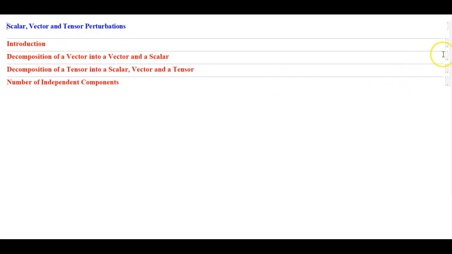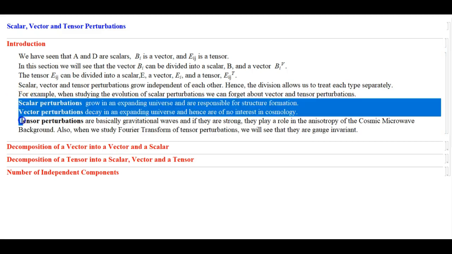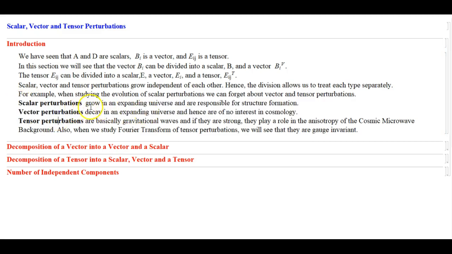So here is some brief information about scalar perturbations. Scalar perturbations grow in an expanding universe and they are responsible for structure formation. Vector perturbations decay in an expanding universe and they are of no interest in cosmology. Tensor perturbations are basically gravitational waves and they play a role in anisotropy of the cosmic microwave background.